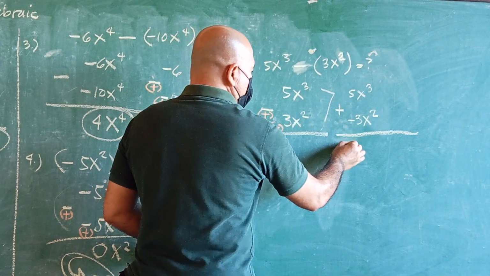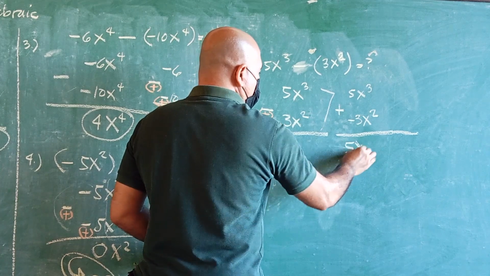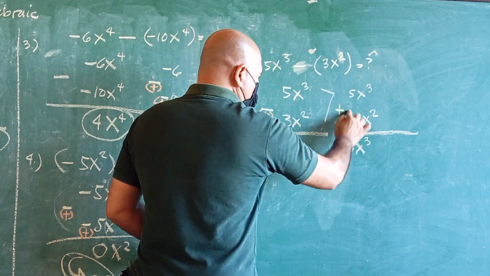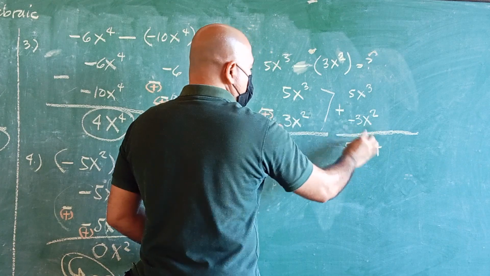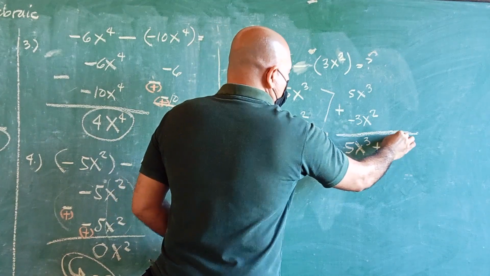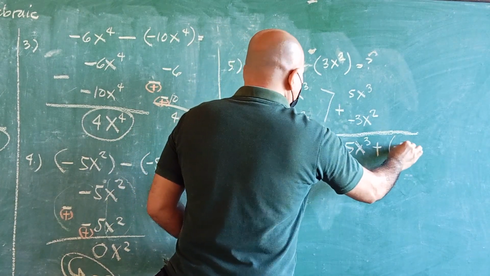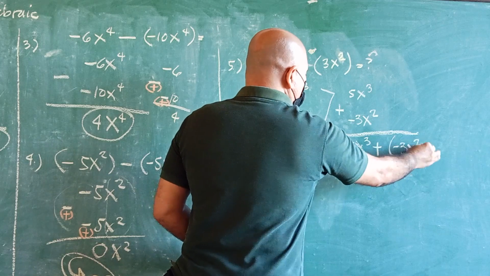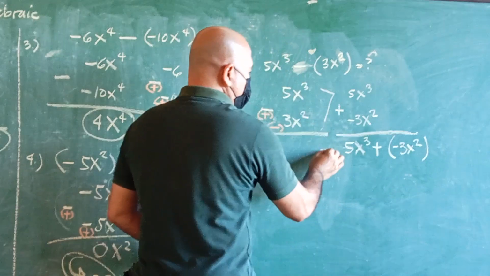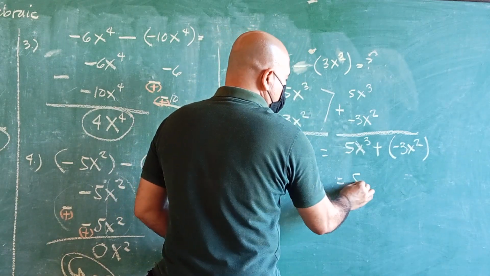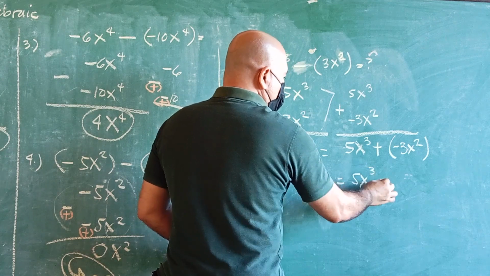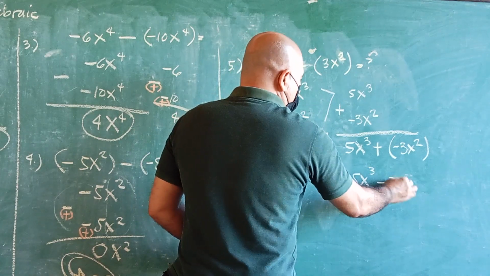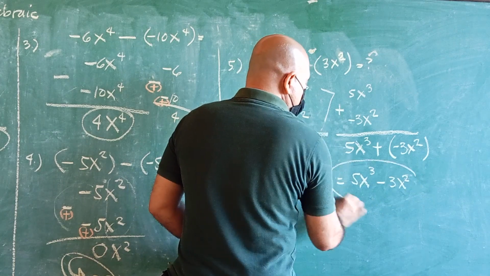So the final answer is just bring down 5x cubed. The new operation is plus, and then that is minus 3x squared. Or simply, you will go back to the idea, which is 5x cubed minus 3x squared as the answer.